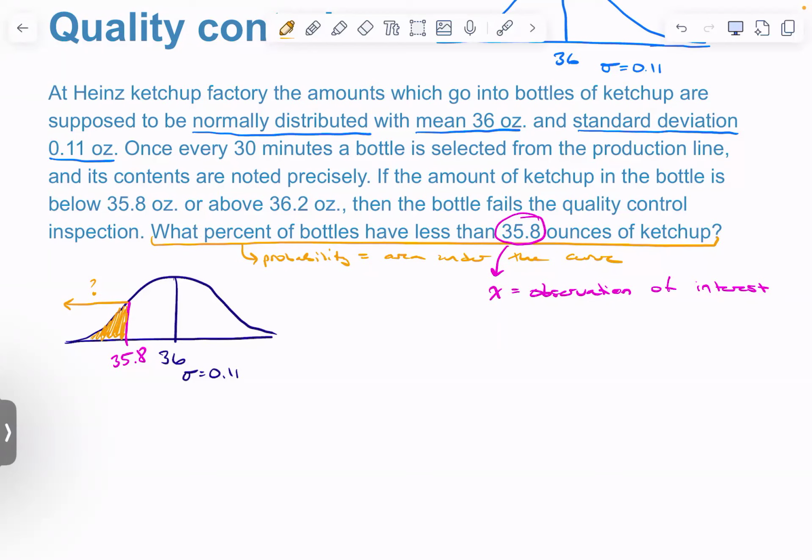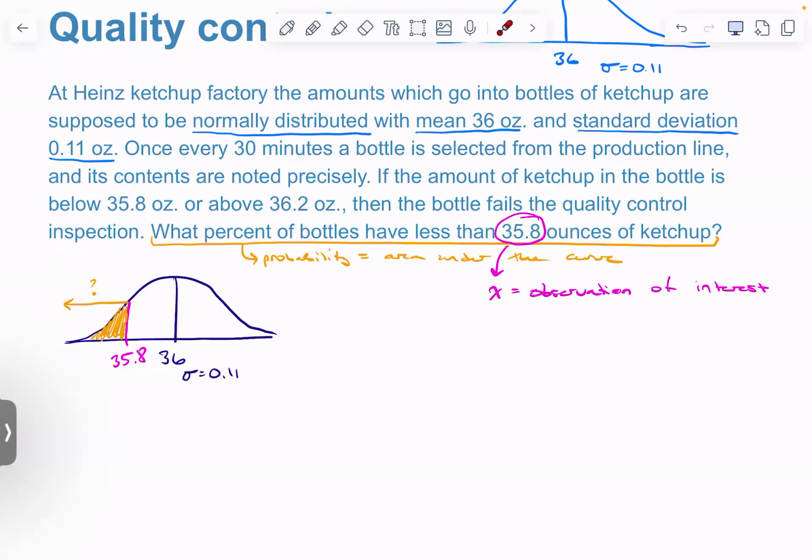What do you know about this area? Already being below the mean, you know it has to be less than 0.5. If you wanted to know the percent of bottles that have more than 35.8 ounces of ketchup, then you know it would be more than 0.5, because from the center on either side, you have 0.5, and being on the left of the mean, you would have more than 0.5. There are little checks that you can do along the way to make sure that you're on the right track. And probabilities have to be between 0 and 1, so the smallest you could have is 0.